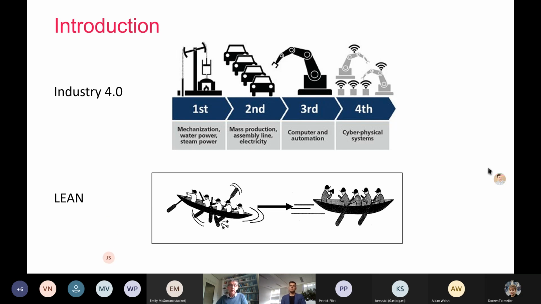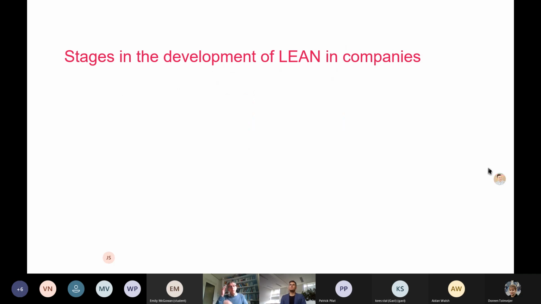And we believe that companies and operations managers have to cope with Lean and have to cope with Industry 4.0. But what is the link? Now, first of all, what are the stages in the development of Lean in companies? And basically what we see as a kind of system is first that many companies, many SMEs, when they start with Lean, it's local. It's almost ad hoc, first with solving small problems, and then it's going to local Lean, I could call it.